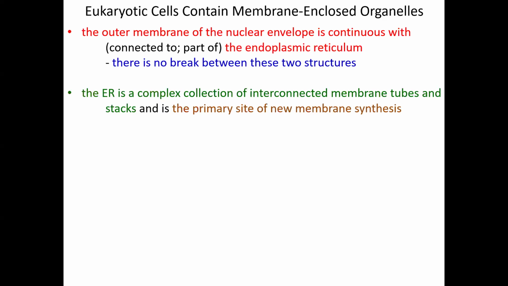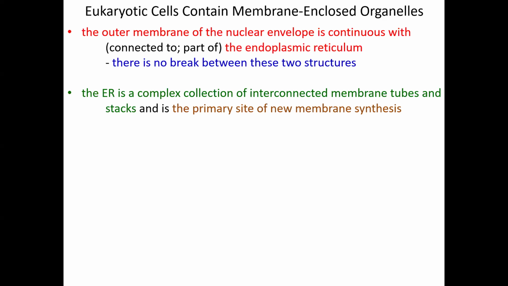The outer membrane of the nuclear envelope is part of, continuous with, unbroken with the ER, the endoplasmic reticulum. There's no break between the outer membrane of the nucleus and the smooth and rough ER. The ER is a complex collection of intraconnected membrane tubes and stacks of these membranes. And the smooth ER is the primary site of new membrane synthesis. We talked about that quite a bit when we went over phospholipids.